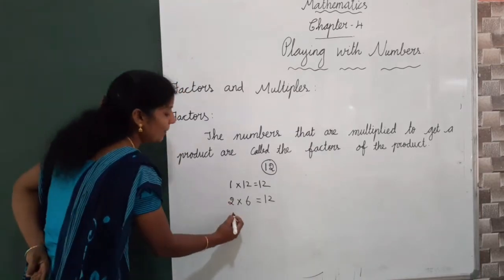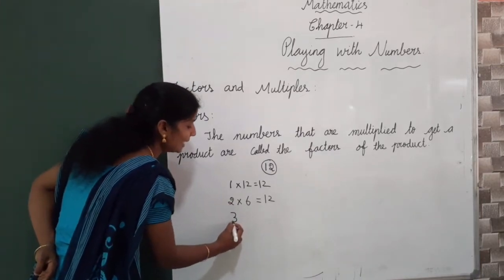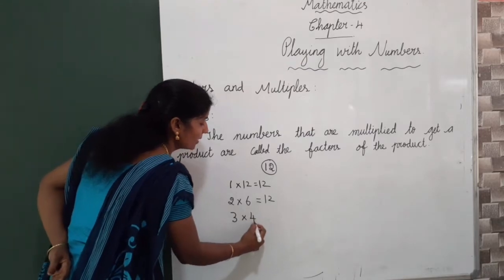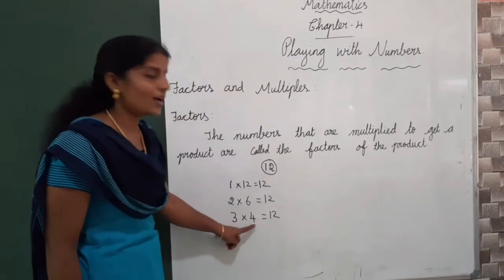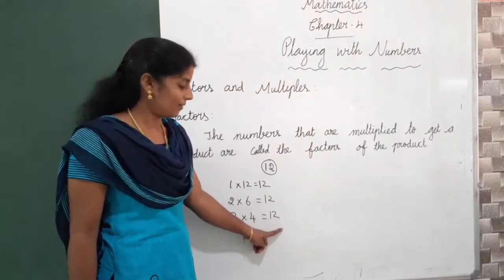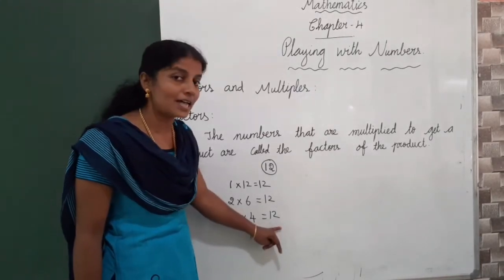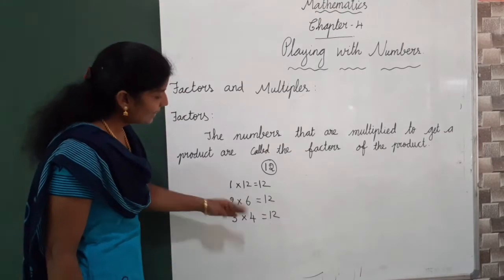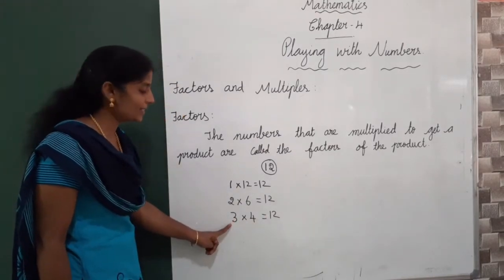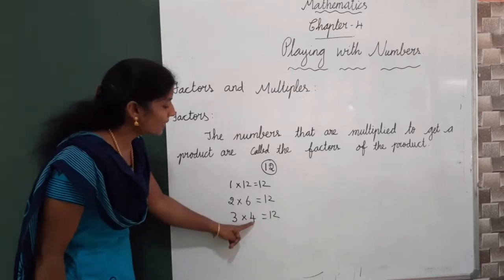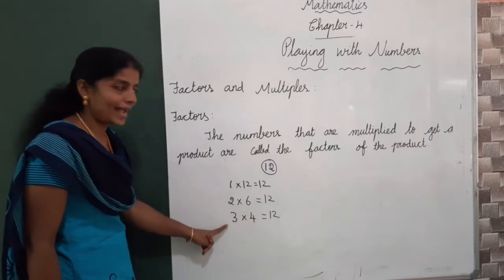Now, the 3 table. Using the 3 table, 3 into 4. 3 and 4 are the factors of 12. Then the 4 table, 3 times. 4 threes are 12.